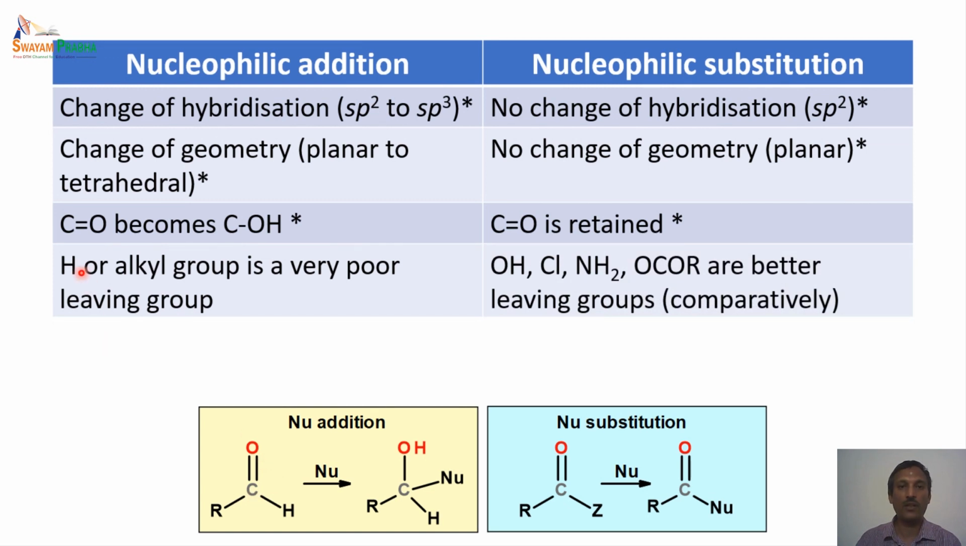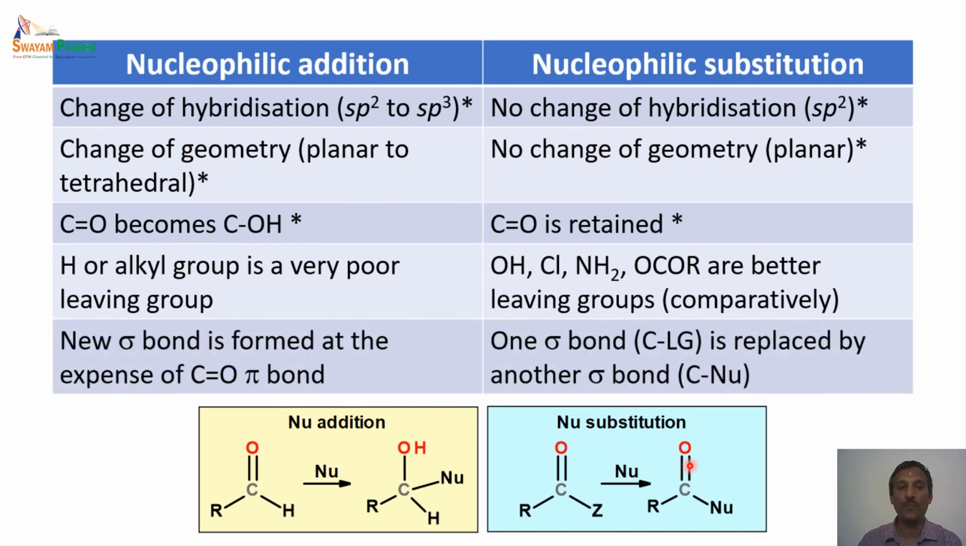Another major issue is that either hydrogen or the alkyl group is a very poor leaving group. So this is also one of the reasons they stick to the carbon. They don't want to leave because they are not a good leaving group. That's the reason they prefer addition. Whereas in the case of acid derivatives, we have OH group, Cl group, NH2 or OCOR. These are all better leaving groups compared to hydrogen or alkyl group. That's the reason they generally leave, and that is the reason it prefers nucleophilic substitution.